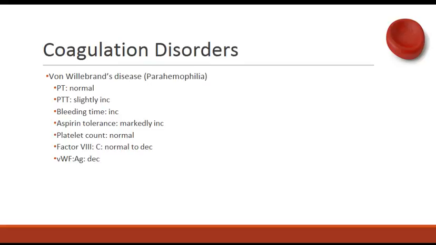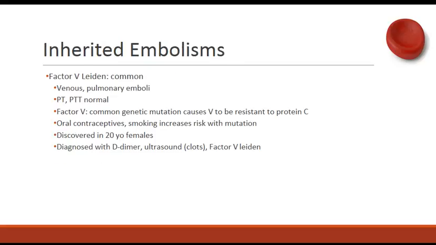The aspirin tolerance test is increased. Platelet count is normal. Factor 8 is normal to decreased, and von Willebrand factor assay is decreased. Okay, these are inherited.